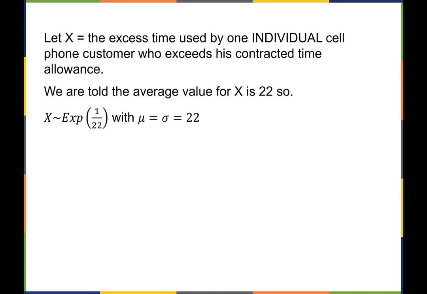All right, so we are told the average value for X is 22, so we know that was part of the information that was given. 22 minutes is the average, so we know the mean and the standard deviation are both equal to 22, and we can fill in that this is distributed exponential with m equal to 1 over 22.